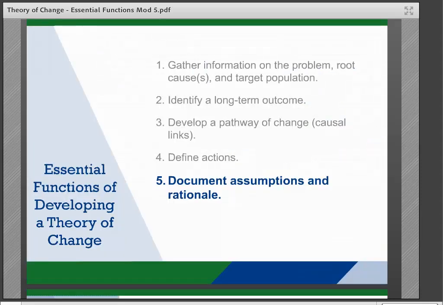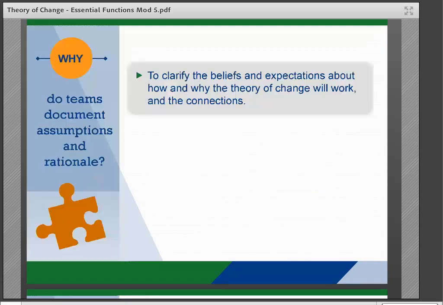In this module, we're going to break down the 5th and final function in developing a theory of change, documenting assumptions and rationale. Through the process of developing a theory of change, the team has gathered the problem statement, root causes, target population, and identified a long-term outcome. They have developed the pathway of change, including causal links, and defined the actions that are needed at each link in the pathway. In this video, we will wrap up by talking about documenting the assumptions and rationale of a theory of change. Let's get started.